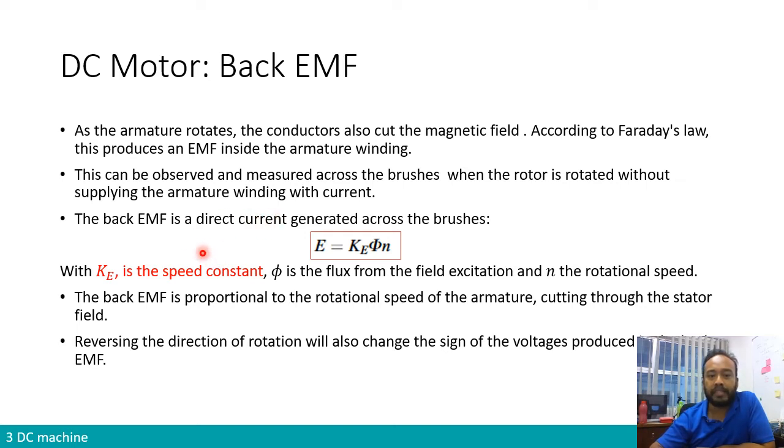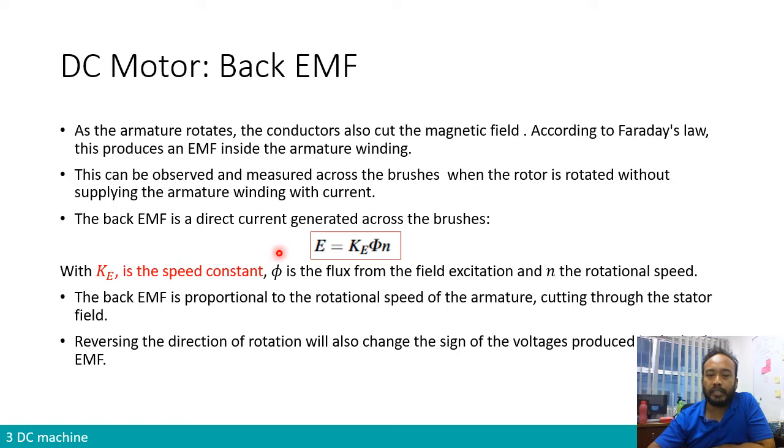The back EMF is in the form of direct current as well. So if you have a load, you will be able to observe a certain current. It is also in the form of a DC, and it is generated, as I mentioned just now, across the brush.